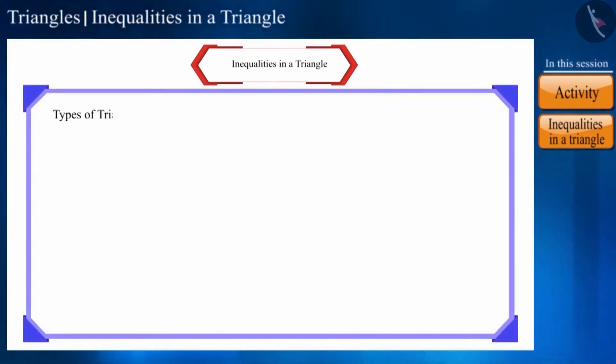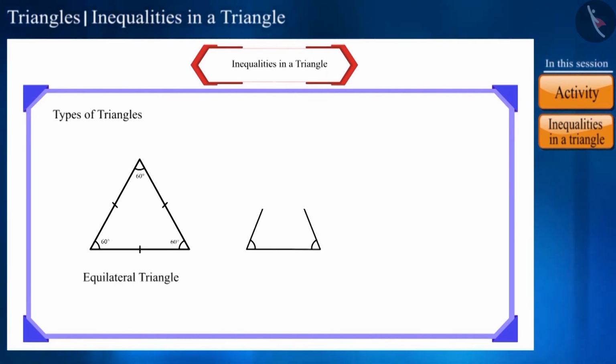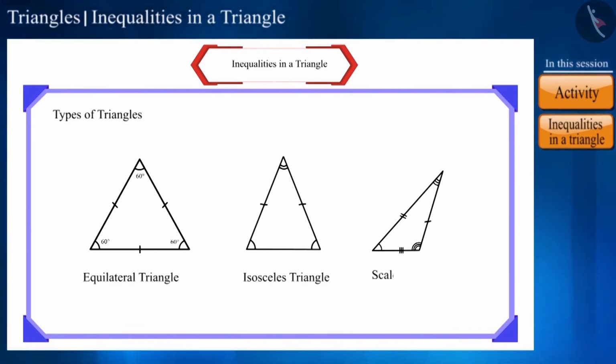Friends, we know that there are different types of triangles like equilateral triangle, isosceles triangle, and scalene triangle. We know that in an equilateral triangle, all 3 sides and angles are equal. In an isosceles triangle, 2 angles and their opposite sides are equal. And in a scalene triangle, the measure of the 3 angles and the length of the 3 sides are unequal. Friends, the measurement of the angles of triangles depends on the lengths of the opposite sides.